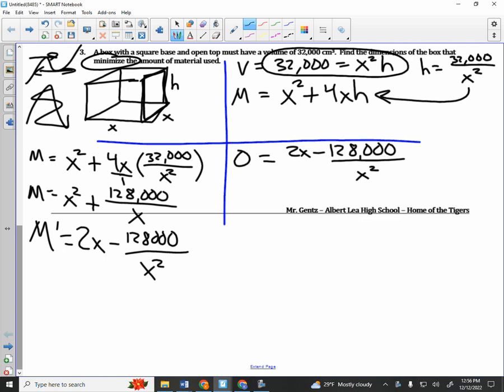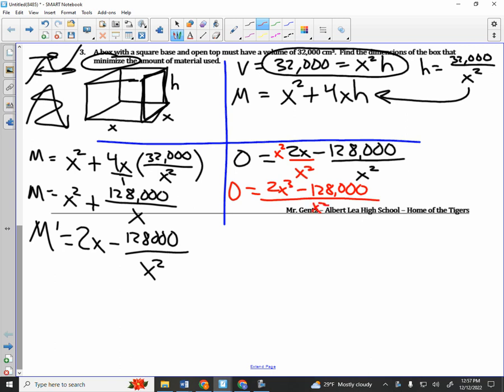I'm going to choose to combine that into one fraction. If I want one fraction, what do I have to do? Multiply top and bottom by x squared, thank you. So therefore, I get 0 is equal to what's in the top? 2x cubed minus 128,000 over x squared.